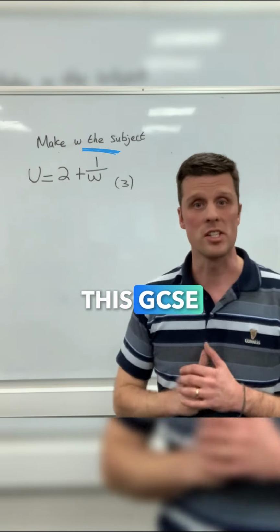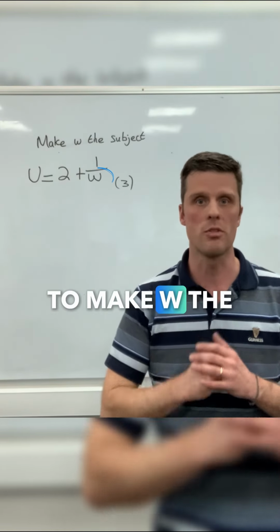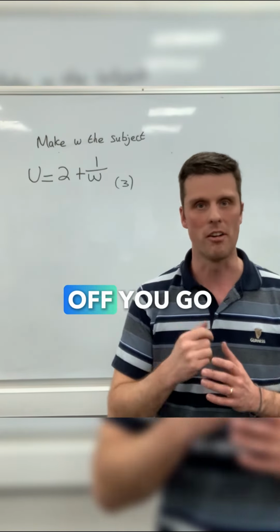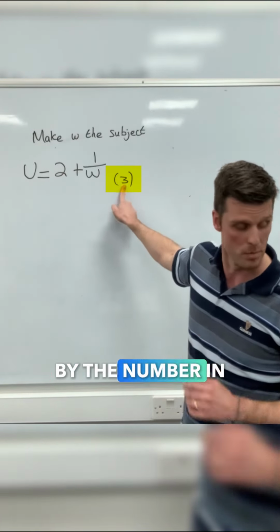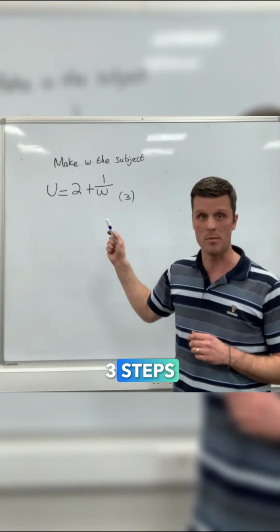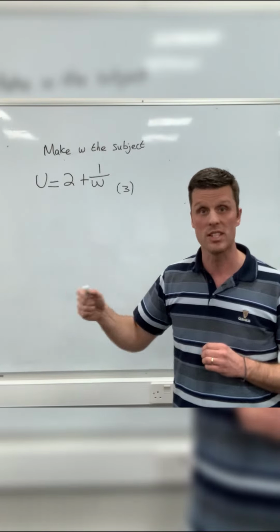Can you solve this GCSE question where you've got to make W the subject in 15 seconds? Off you go. First of all, have a look. You can tell it's a 3-mark question by the number in brackets. We know there are 3 steps to answer this question: 2 lots of working out and 1 answer.